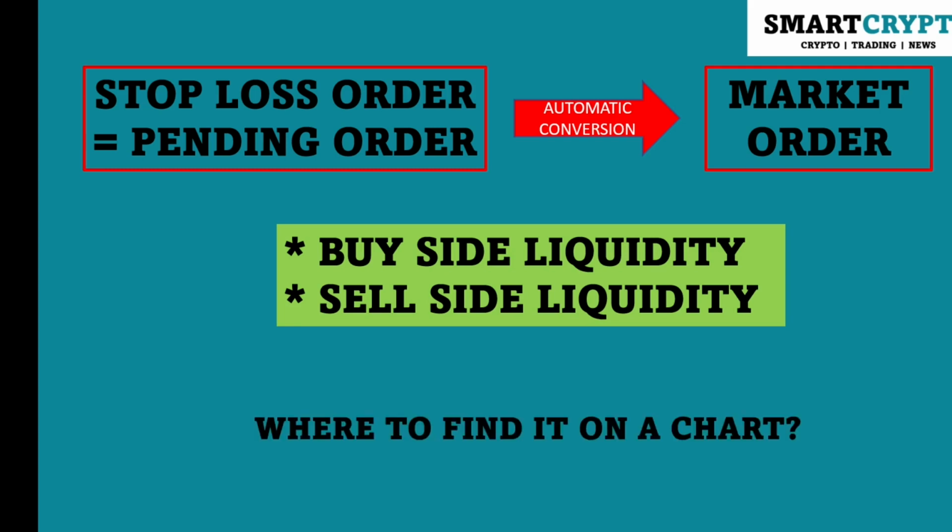Now that we know what a liquidity pool is, the next question is, where can I find it on a chart? Following our previous definition of a liquidity pool, you will find them where traders are putting their stop losses. So, where do traders put their stop losses? Normally, the stop loss will be below or above the entry level, depending whether it is for the protection of a long or a short trade.